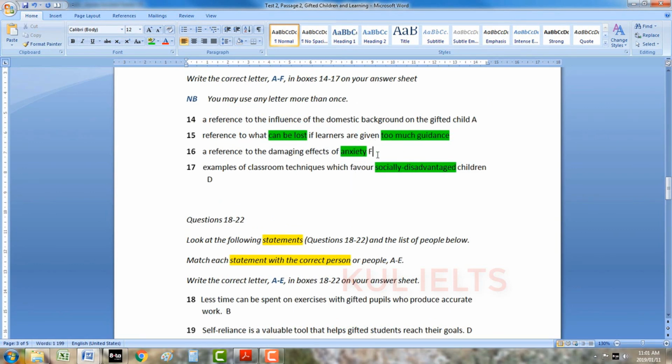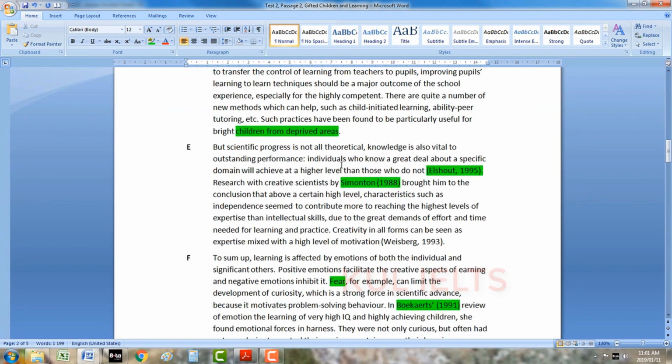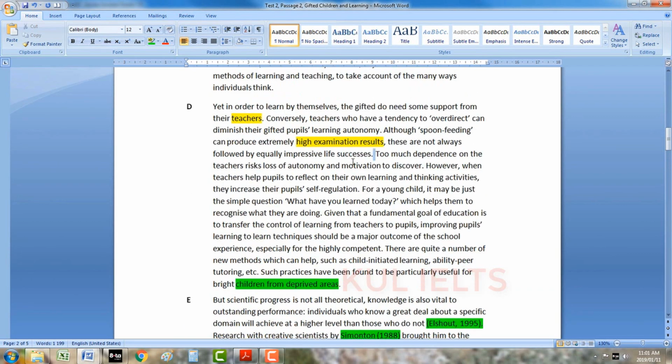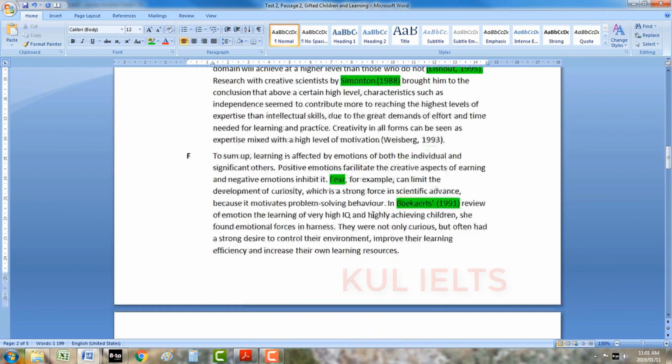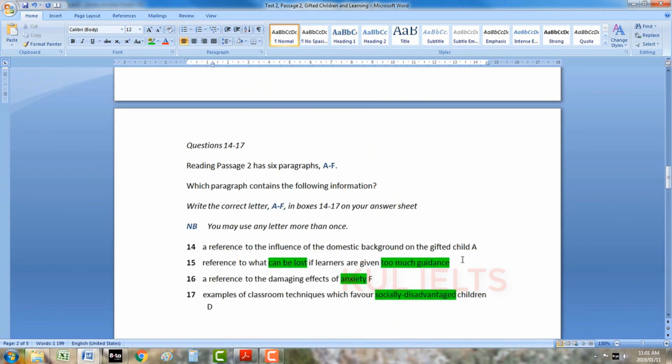What can be lost if they're given too much guidance? And that's over there. Too much dependence on the teachers risks loss of these two things. So unfortunately, really, there's no easy way to do that. You just needed to scan and scan and scan with the remaining time, and then if you didn't have the time, guess and move on.